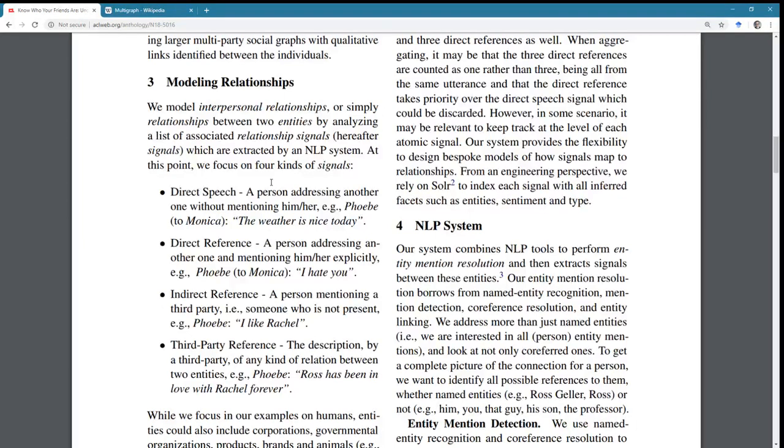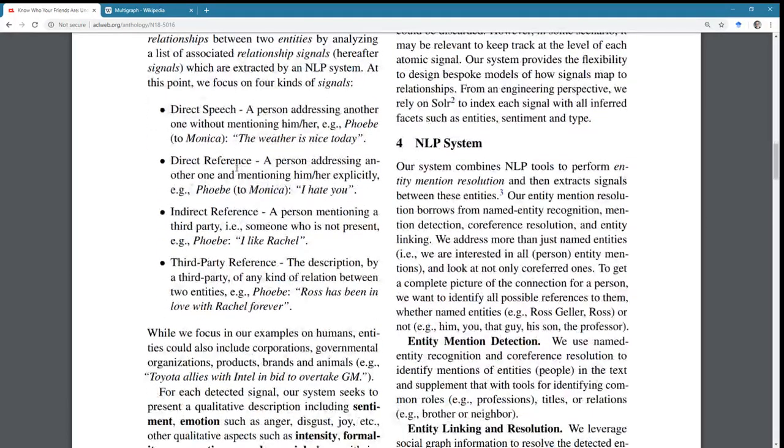Okay. Modeling relationships. We model interpersonal relationships, or simply relationships between two entities, by analyzing the list of associated relationship signals, hereafter signals, which are extracted by an NLP system. At this point, we focus on 4 kinds of signals. So these are their features. Direct speech, a person addressing another one without mentioning him, her. E.g., Phoebe to Monica, the weather is nice today. So this is if you talk to somebody. Direct reference, a person addressing another one and mentioning him, her explicitly. Phoebe to Monica, I hate you.